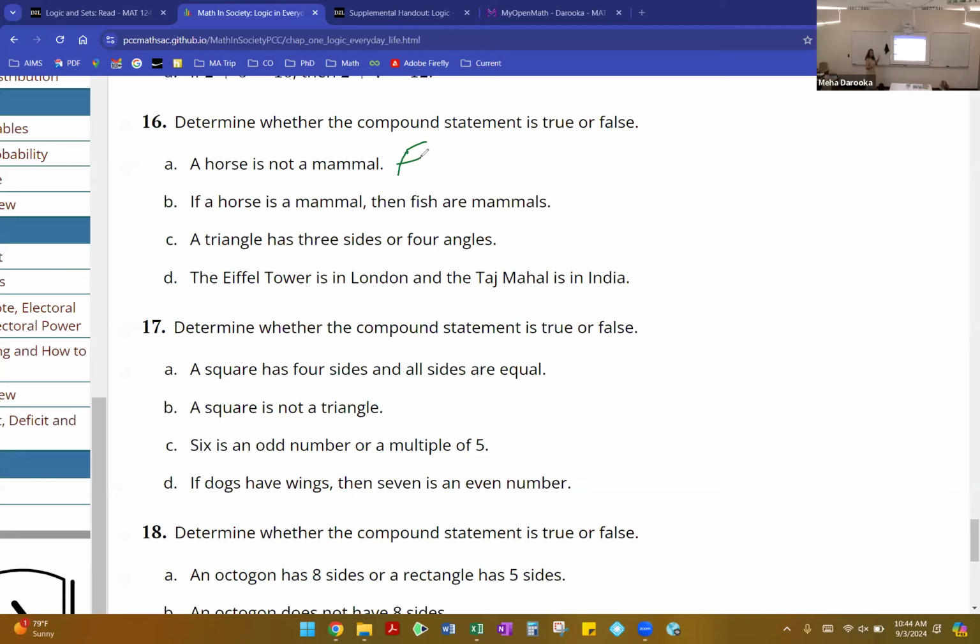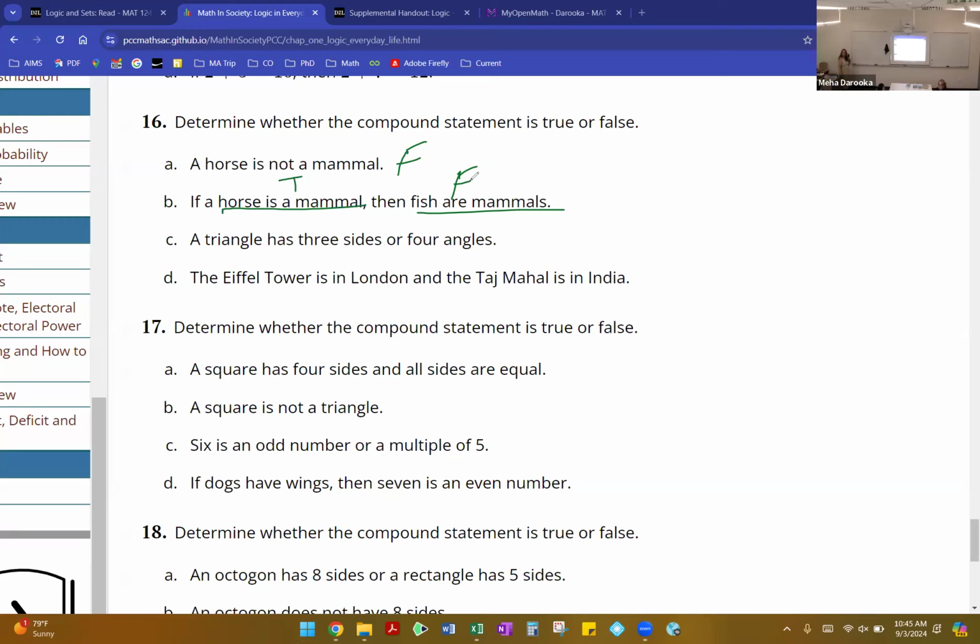So let's talk about P. If P, a horse is a mammal, is that part true? Yes, because we established that in part A. So this little guy is true. Fish are mammals, is that true? Some fish are mammals. There's whales. But that's not a fish. It depends how you count fish.